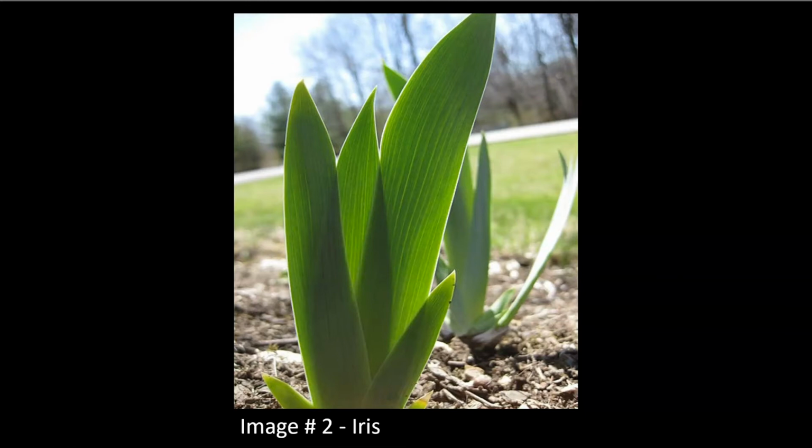What do you see? If you notice, there's some parallel veins. Those parallel veins are going to be telling you it's a what? It's actually going to be a monocot. Okay?